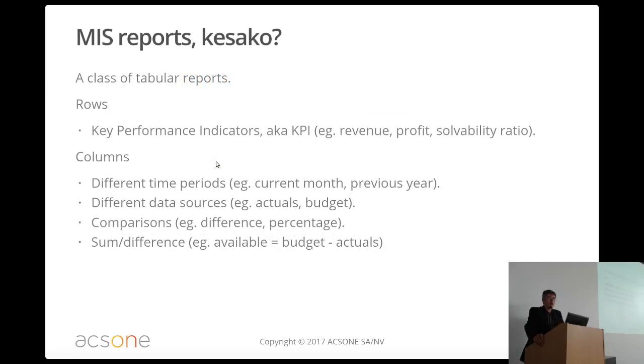So, what does it do? MIS stands for Management Information System, and this module implements a class of tabular reports where you have, in rows, key performance indicators, and in columns, mainly time periods. Typical indicators can be your revenue, some profit, some solvability ratio, a number of employees, whatever you imagine. And then in the columns, you compute those indicators for different time periods, like the current month, previous year, and so on.